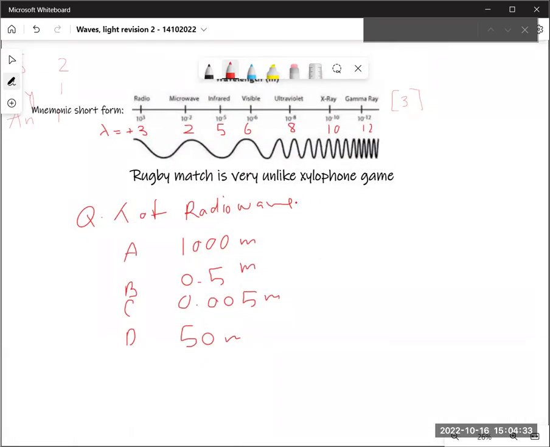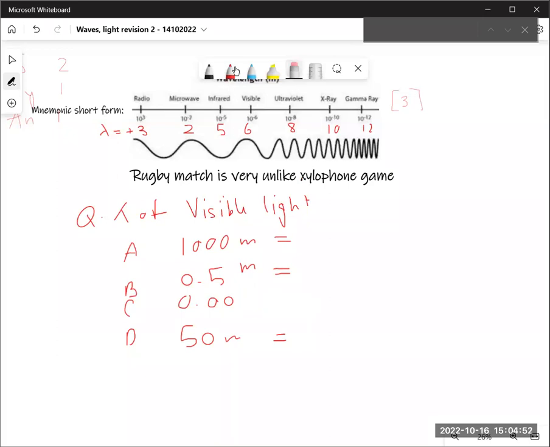Now which option are you going to choose? Let's just convert this into standard form. A. It's obvious, but what if you had visible light as an option? Let's change this. Let's say visible light. How do you know it's A? I'll tell you in just a second. Let's do it for visible light. Let's say 0.00005 meters. Now, how do I know which of these is the correct option?